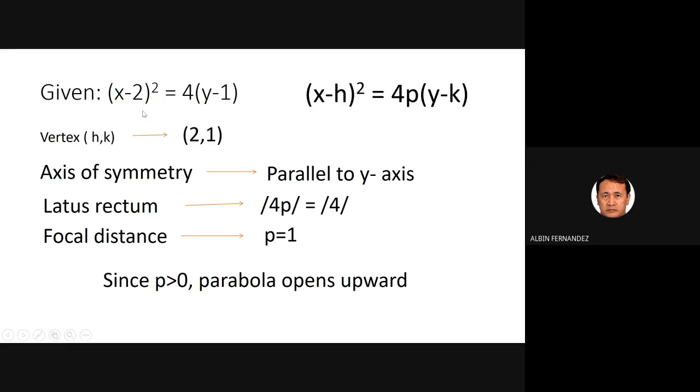If the equation has y squared, then the axis of symmetry would be parallel to the x-axis instead of y. In that case, if p is positive, it should be opening to your right, and if p is negative, it should be opening to your left. Okay? Now let's go to the graphing of the equation.